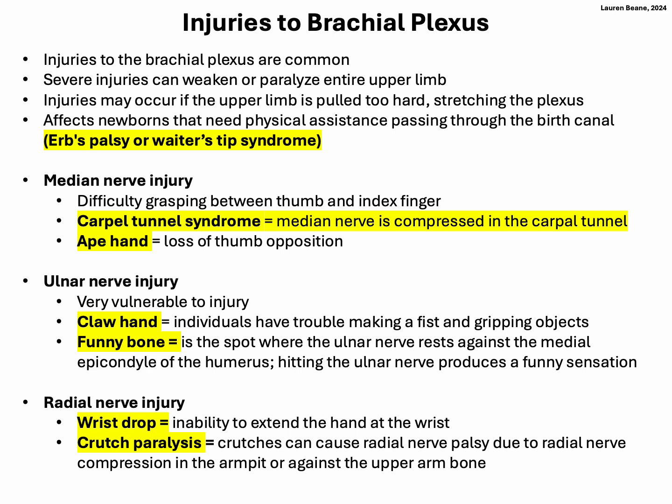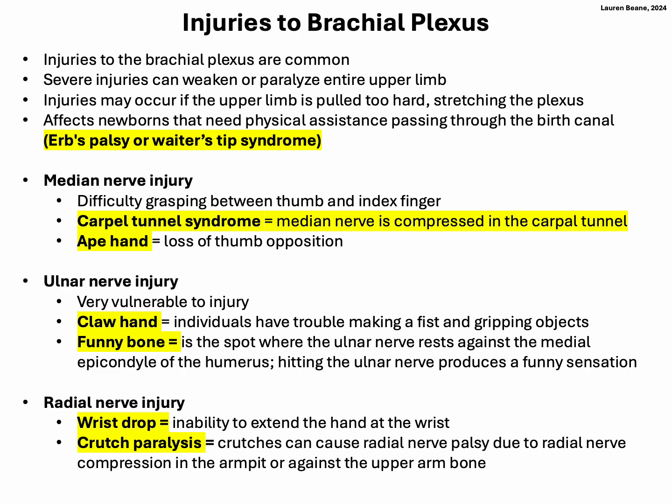So the ulnar nerve rests against the medial epicondyle of the humerus. That's the bony knob you feel on the medial aspect of the elbow. And the ulnar nerve travels just underneath that epicondyle. And when we hit it just right, especially on the edge of a table, it creates that funny bone feeling. Then for radial nerve injury, wrist drop is an associated condition, the inability to extend the hand at the wrist. Also crutch paralysis. So an individual using crutches can compress the radial nerve, causing some palsy and discomfort in that area.